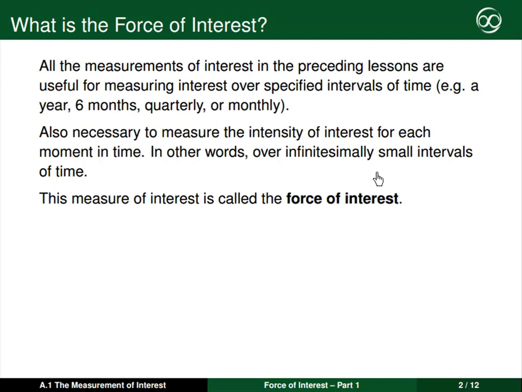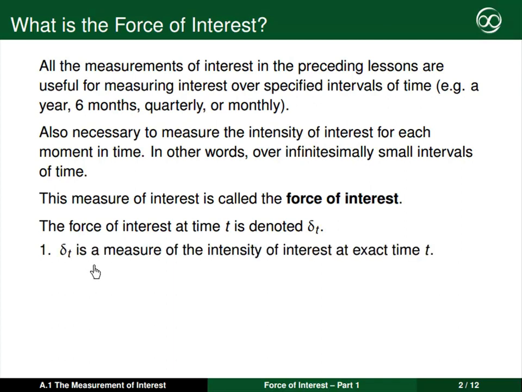And we denote this with delta. So the force of interest at time t is denoted delta sub t. Now, a couple of points. Delta t is a measure of intensity of interest at exact time t. So if you want to know the measure of the intensity of interest at time 1, you plug in t as 1. If you want to know it at time 1.1, you plug in 1.1. And if you want to know it at time 1.00000001, then you plug that value in, okay?